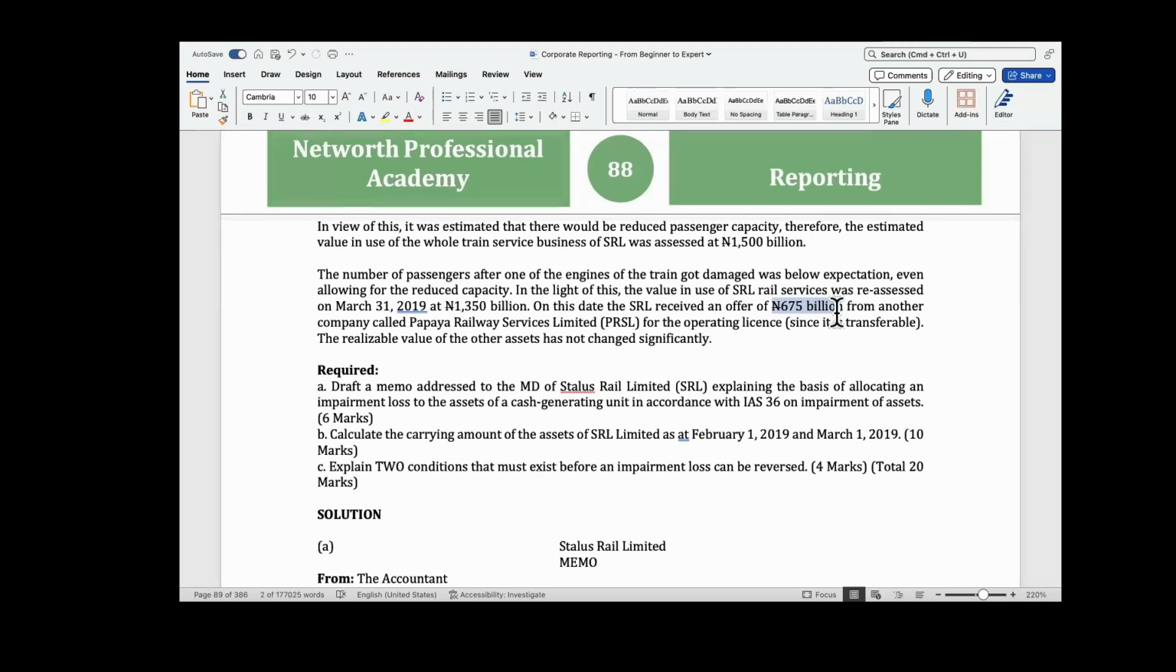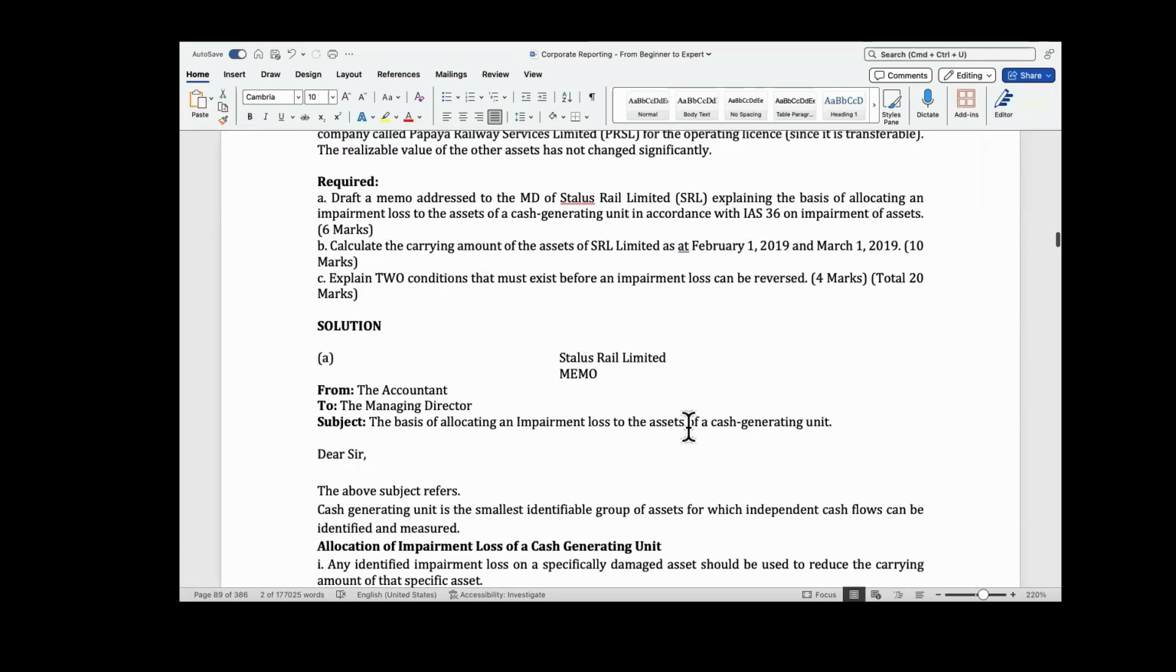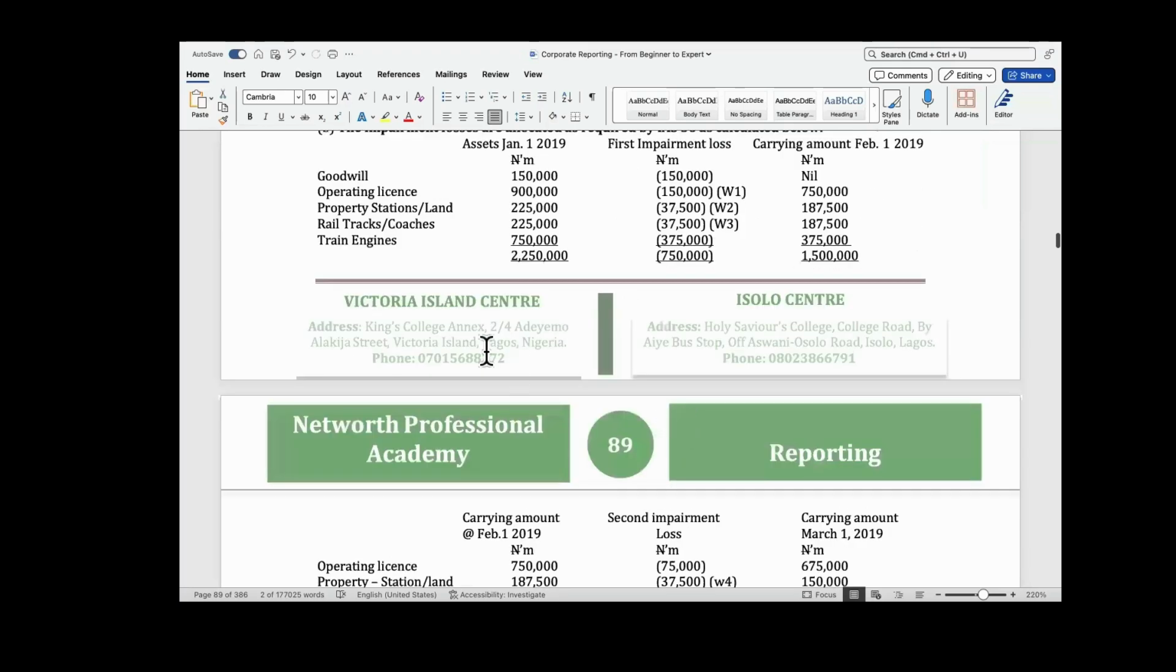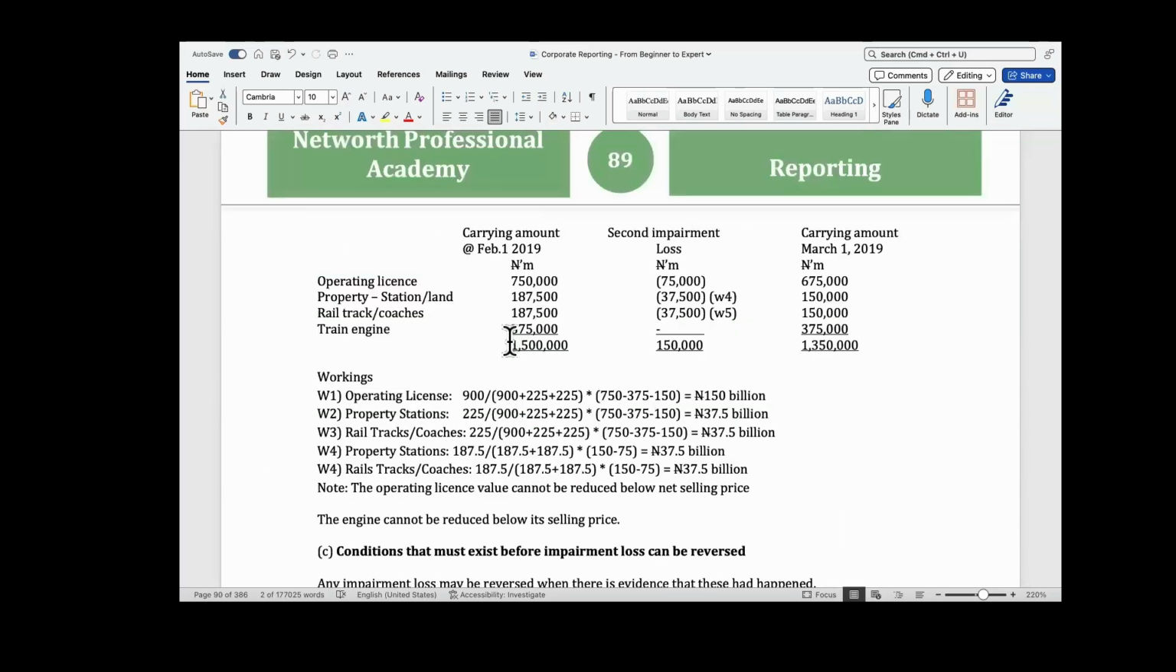You cannot impair it below this 675, just like I've explained earlier. So let me show you. Where is the second one? Okay, so now for March, we start from the values as of February. The book value was 1.5, the value in use was 1,350. So there's an impairment loss of 150, the difference of the two.